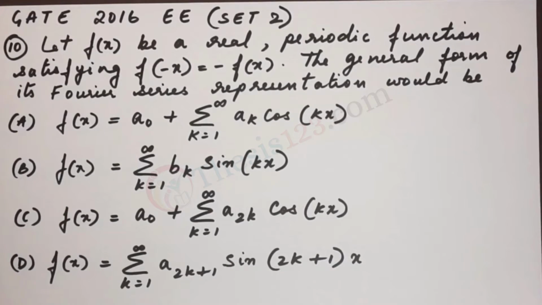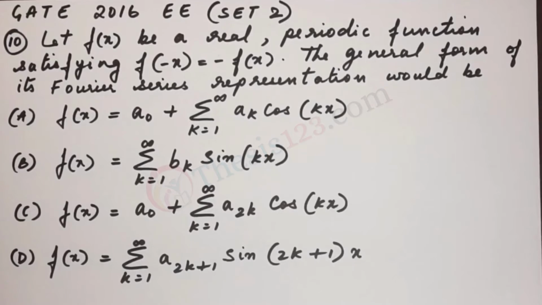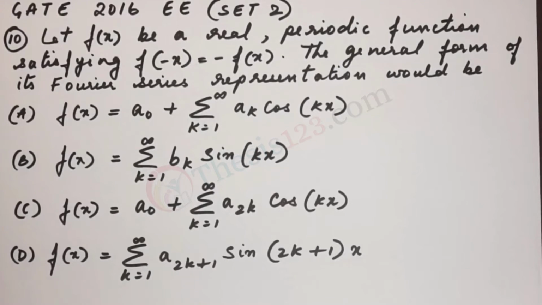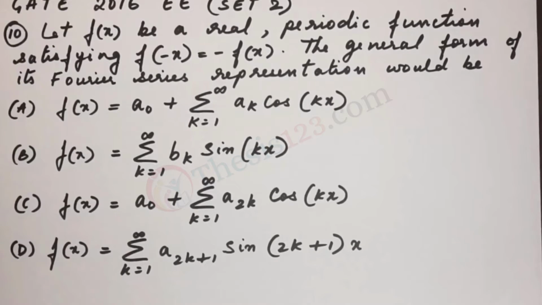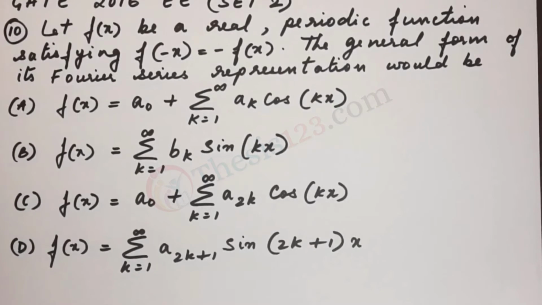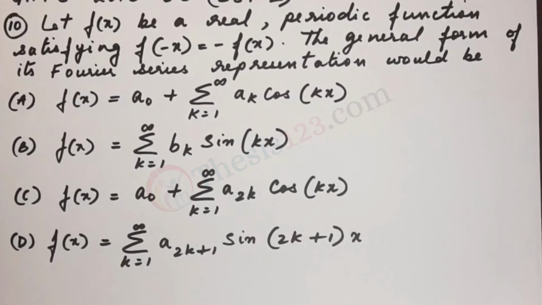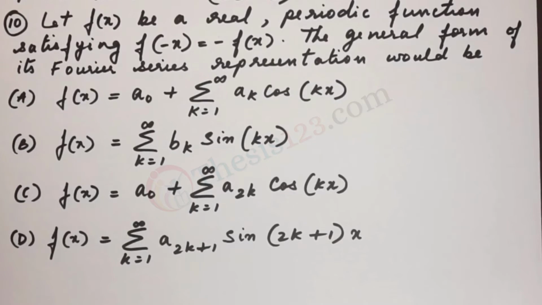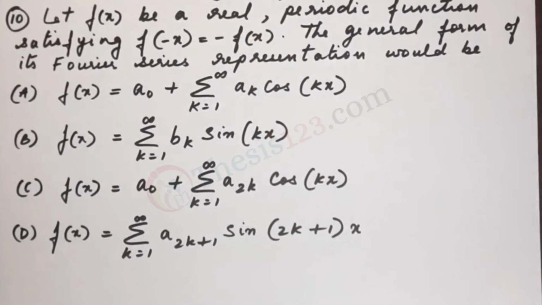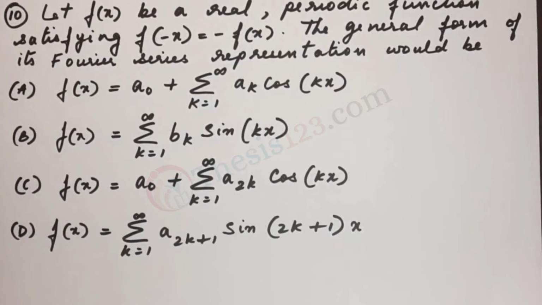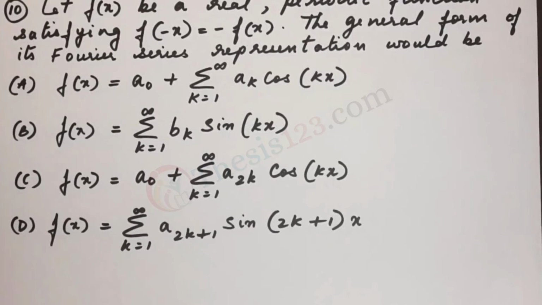Here's the next question, number 10. Let f(x) be a real periodic function satisfying f(−x) is equal to −f(x). The general form of its Fourier series representation would be. So we have 4 different options given to us. Now in this case, we will have to check with each option in order to see which equation satisfies the given condition of f(−x) is equal to −f(x).